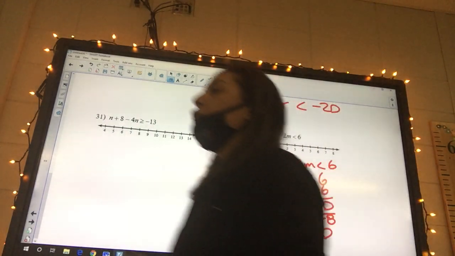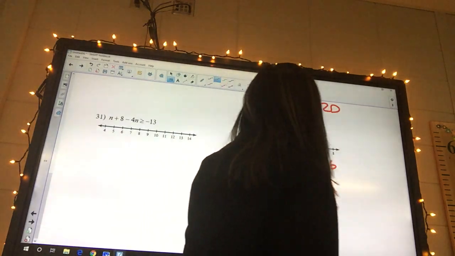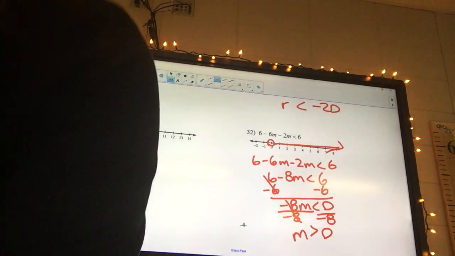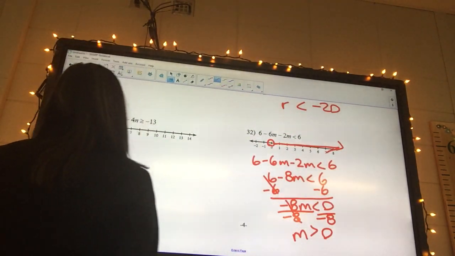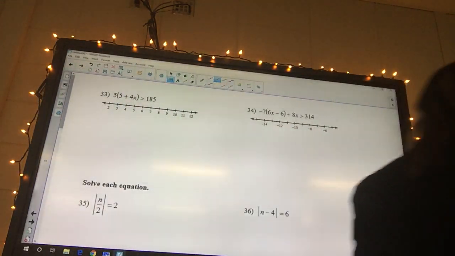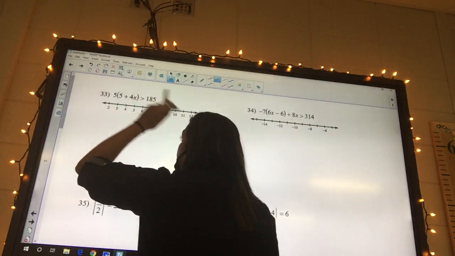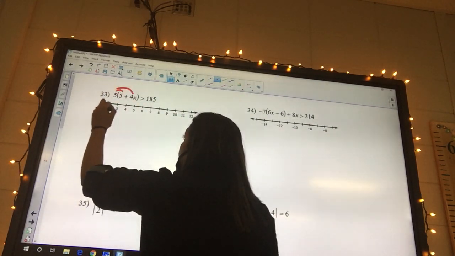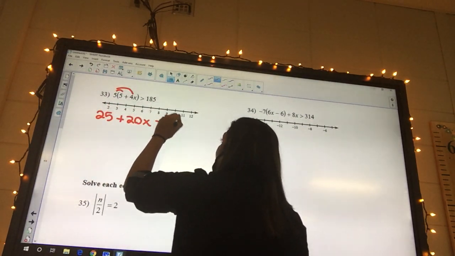Okay, so at the 0, should it be open or closed? Open, and you go forward. Open to the right. Okay, 33 or 34? 33. Okay, 33, what's our first step gonna be? Distribute. So 5 times 4 is gonna be 20x is greater than 185.